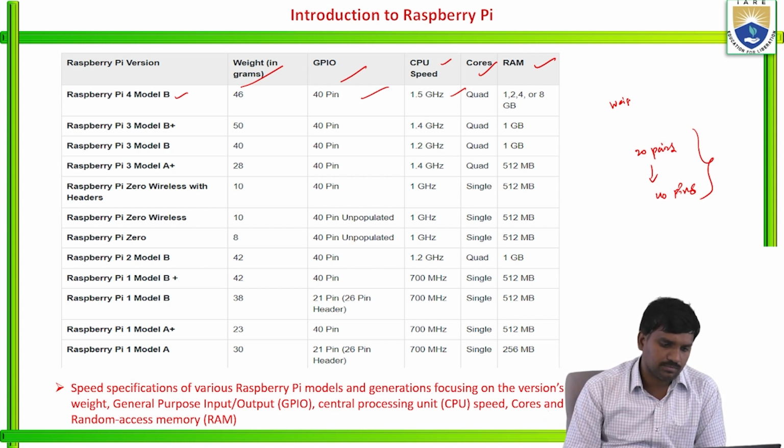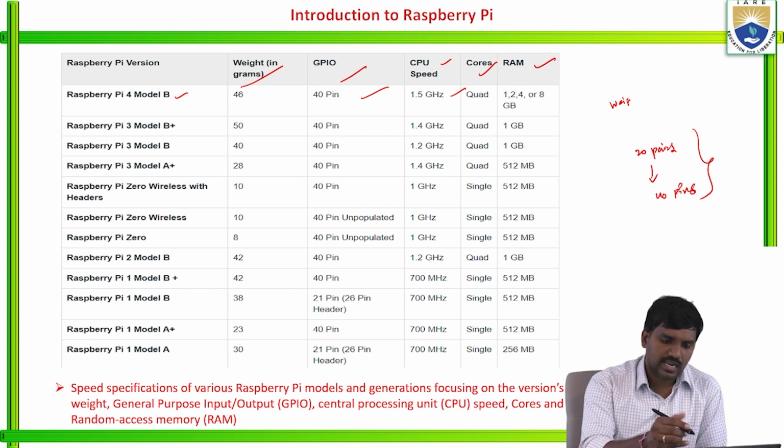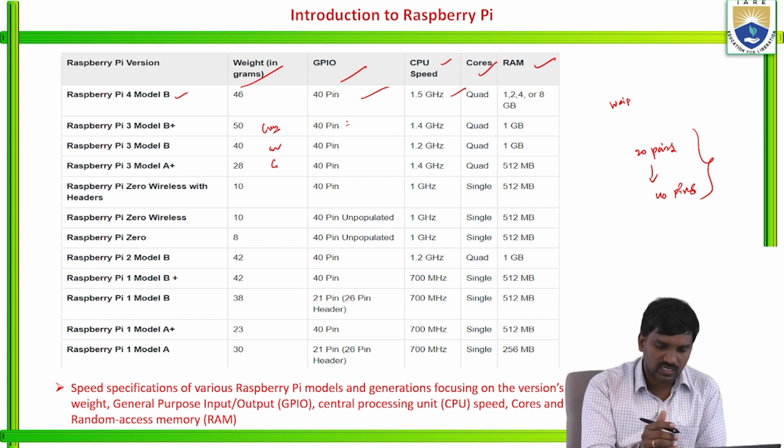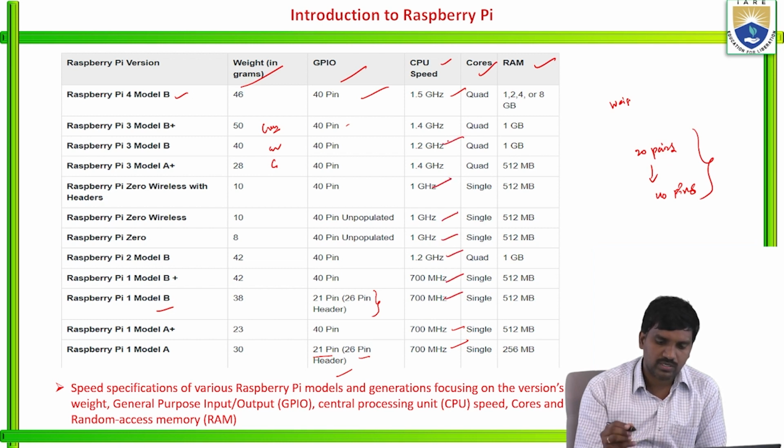And the same for the B plus, 50 grams, 40 pins. General minimum is 40 pins. But coming to the Model B of Pi 1, it has only 21 pins, with the remaining 26 pins as header pins. For Model A also 21 pins, having 26 pins. CPU speed 700 megahertz, 1.2 GHz, 1.4 GHz, like that.